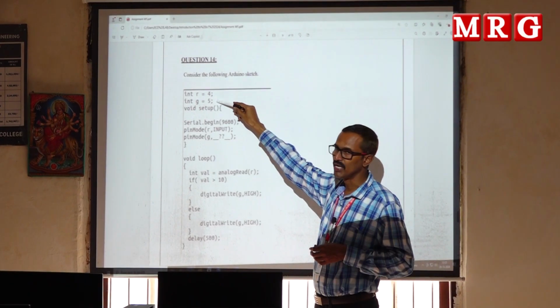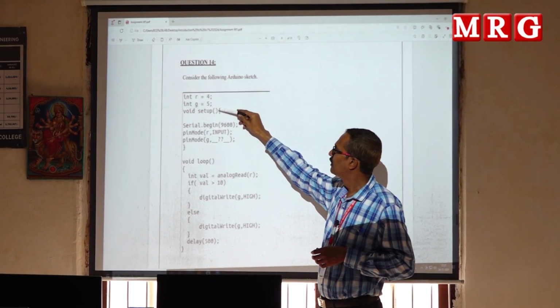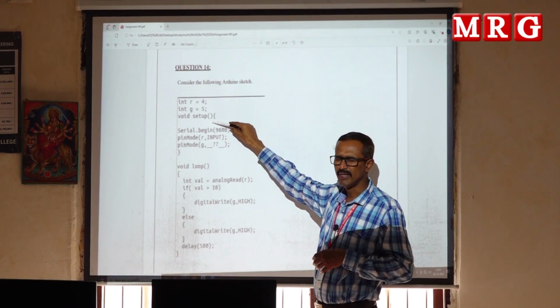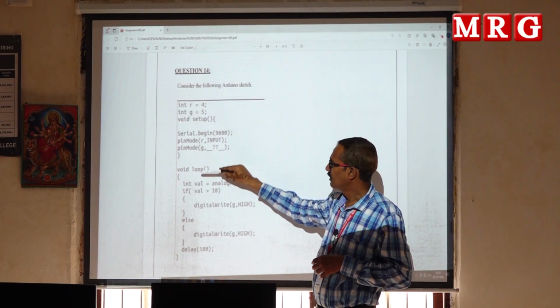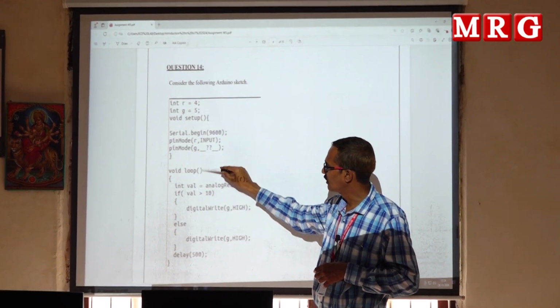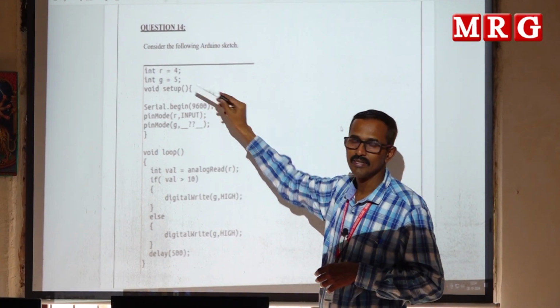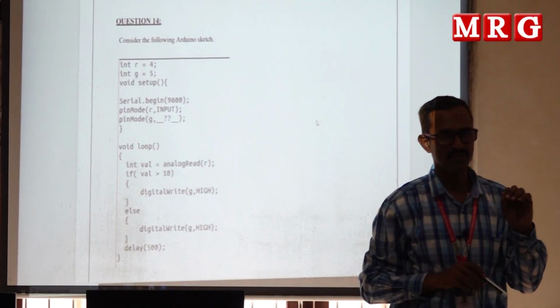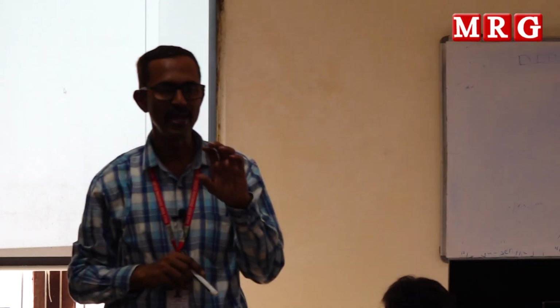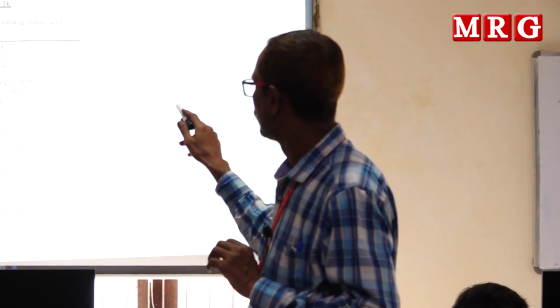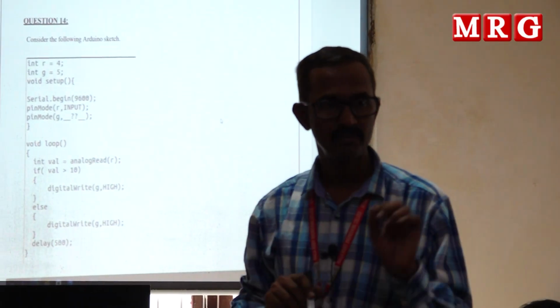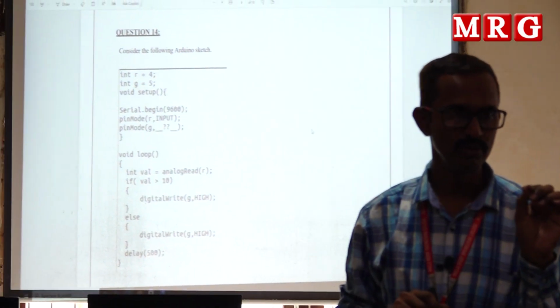This is initialization, variable declaration. This is void setup, and this is void loop, which is a loop. Actually there are two main parts of a sketch. There are two main components in the sketch. One is the void setup function. What will it do?